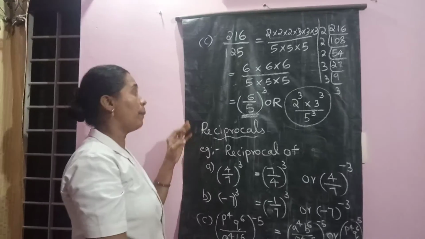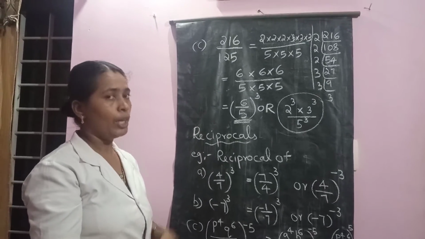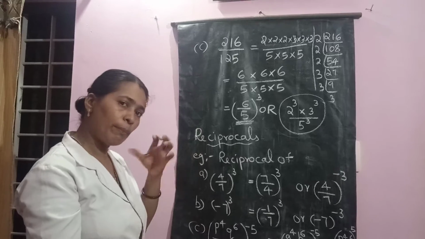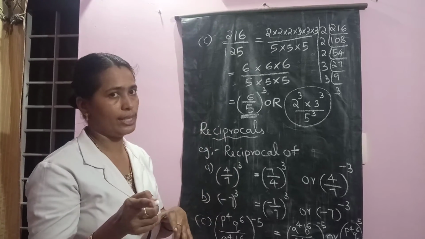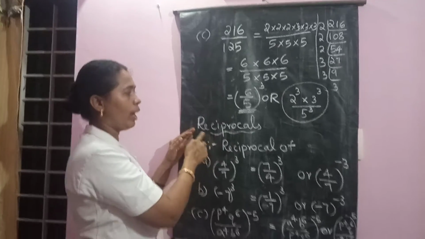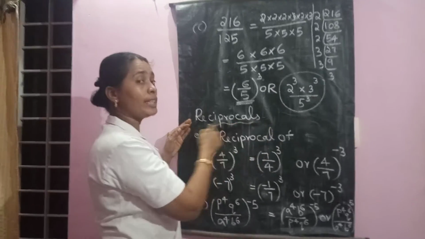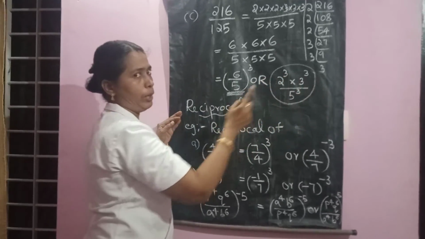Okay, and these are the questions given in checkpoints 1 and 2. From 1 and 2, some of the questions are already answered here. The remaining questions, you have to answer, maybe 1 or 2. Okay? Do it. Then we are entering our next topic, that is reciprocals of rational exponents.